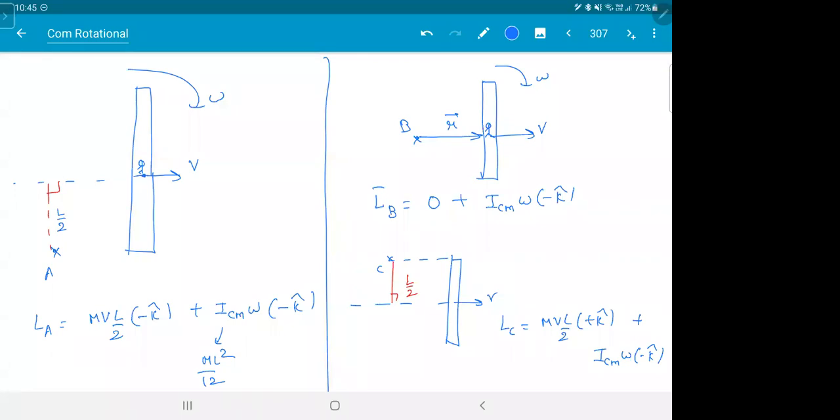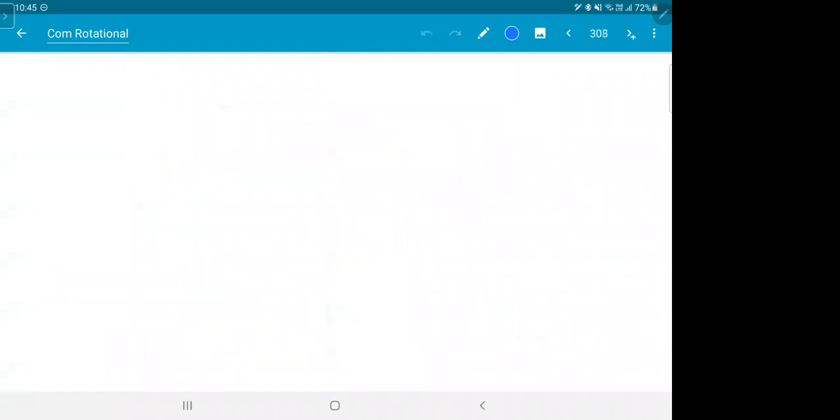Clear? Next one. So that is how you calculate the angular momentum for a particle, for a purely rotating body, for a rolling body. Now next thing. So let's see one or two problems also on this.